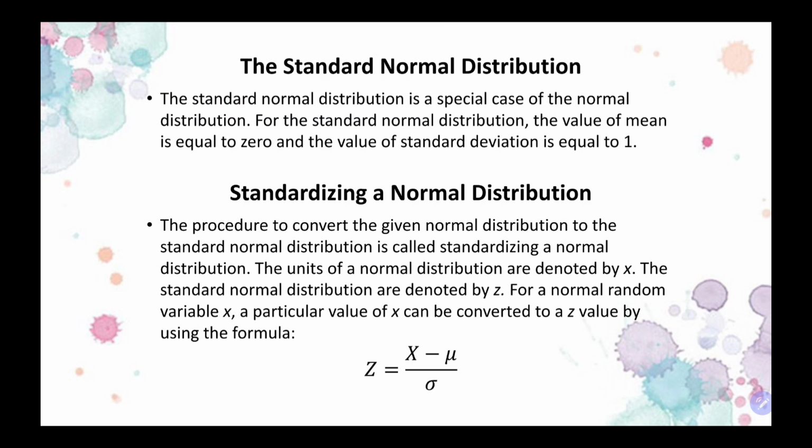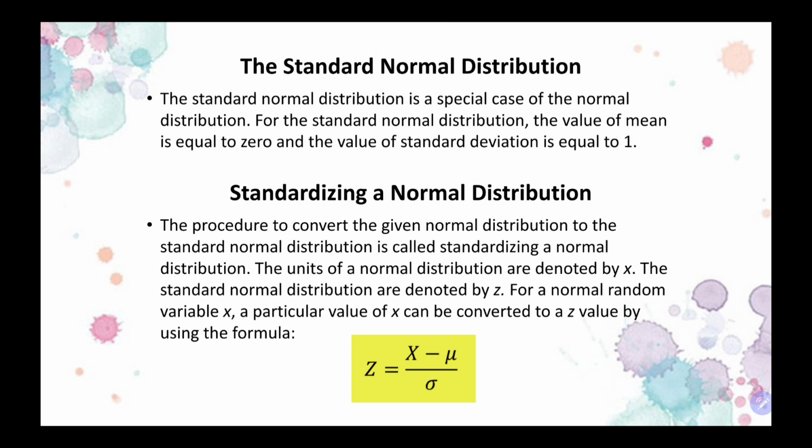Standardizing a normal distribution is the procedure to convert the given normal distribution to the standard normal distribution. The units of a normal distribution are denoted by X. The standard normal distribution is denoted by Z. For a normal random variable X, a particular value of X can be converted to a Z value by using this formula.